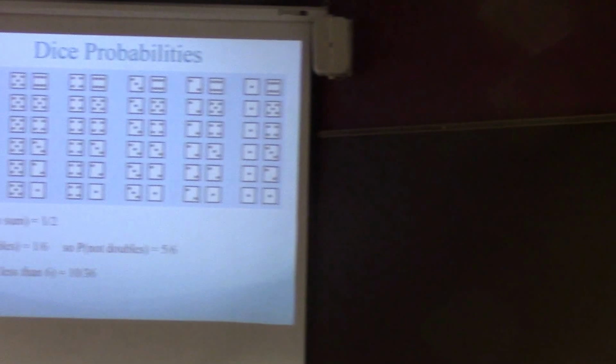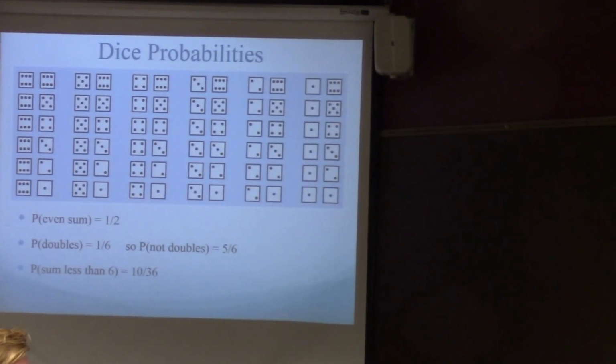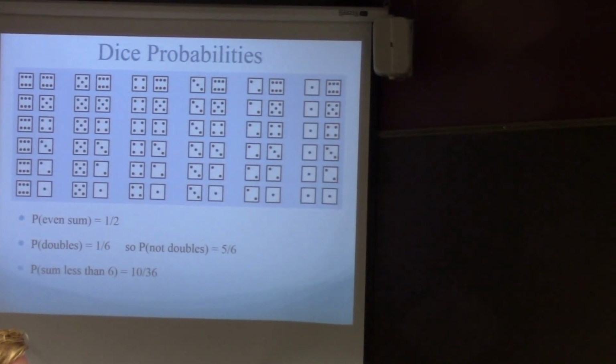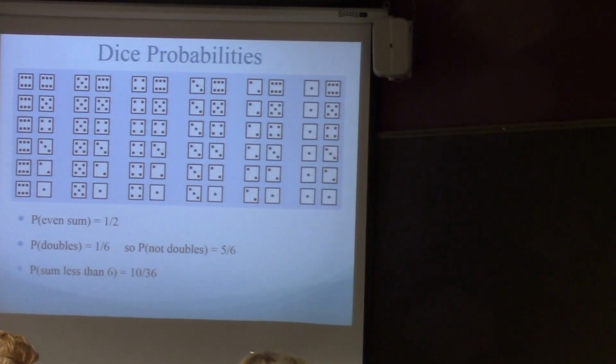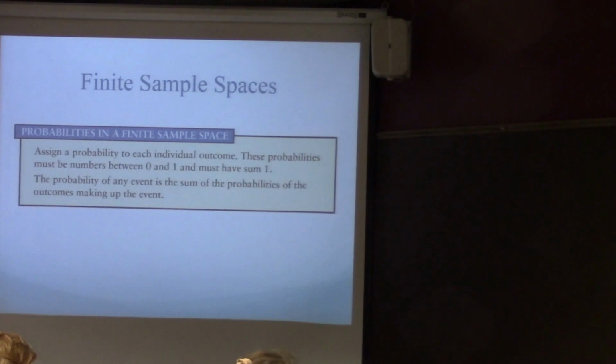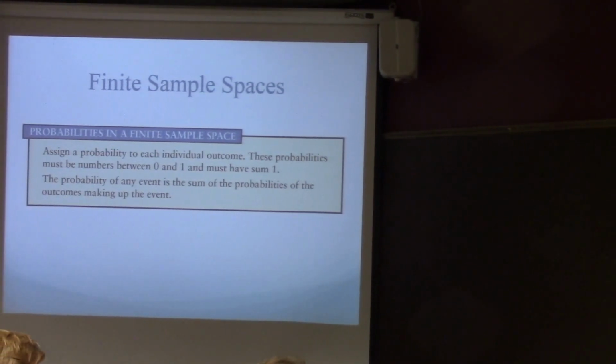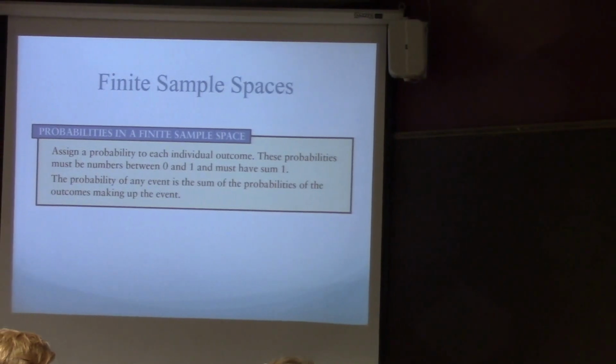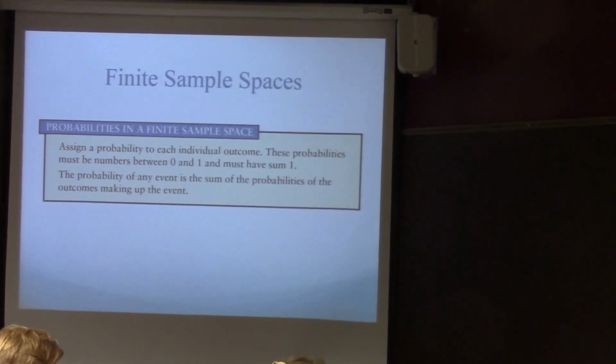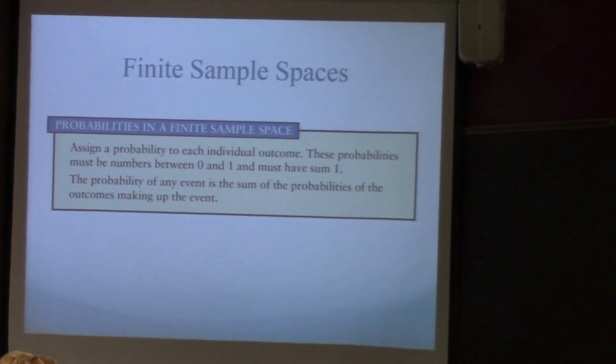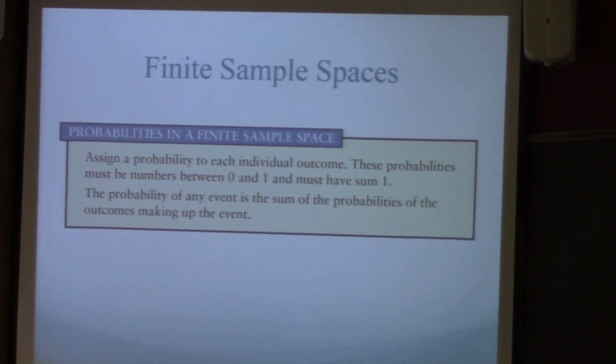So again, the dice combinations there essentially are your sample space, and we can assign probabilities to different events based on counting. When you've got a finite sample space, which is what I've been talking about, you assign a probability to each individual outcome between 0 and 1, and the sum must equal 1. The probability of any event is the sum of the probabilities that make up the event.